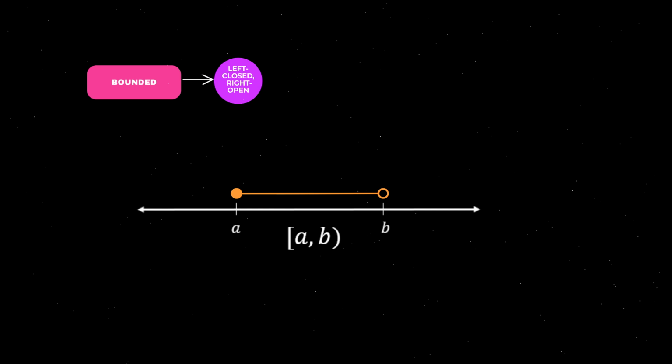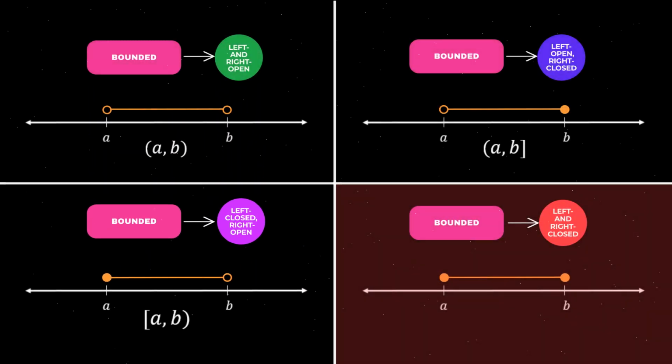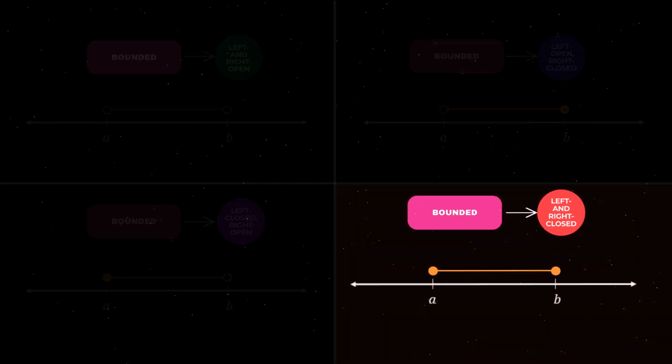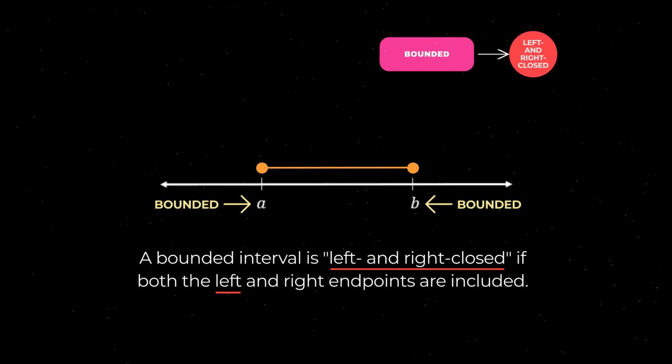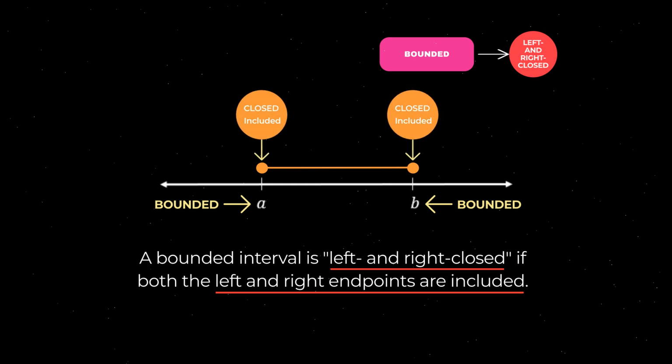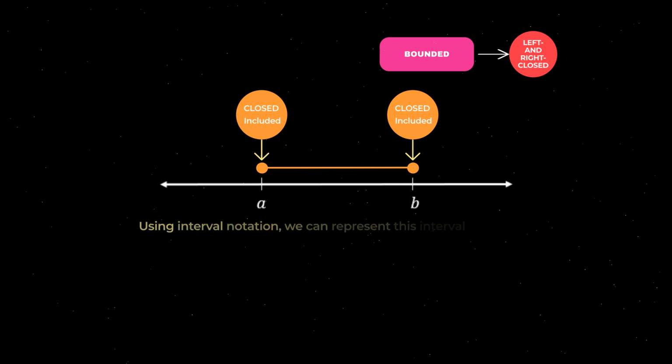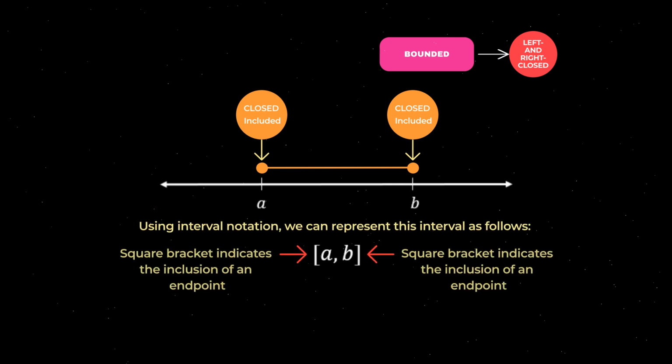Fantastic. Let's now look at a bounded interval that is left and right closed. A bounded interval is left and right closed if both the left and right endpoints are included in the interval. A general example of this type of interval is shown on the number line here, where the closed circles indicate that the endpoints are included. Using interval notation, we can represent this interval as follows, where the square brackets are used to indicate the inclusion of the left and right endpoints.